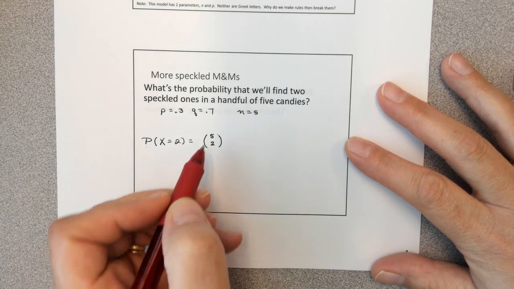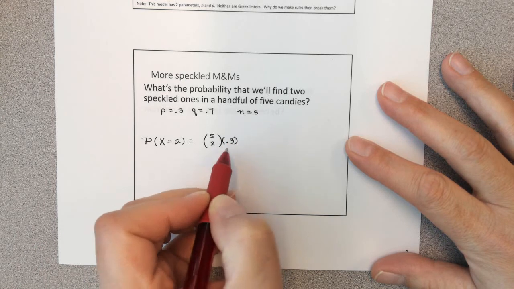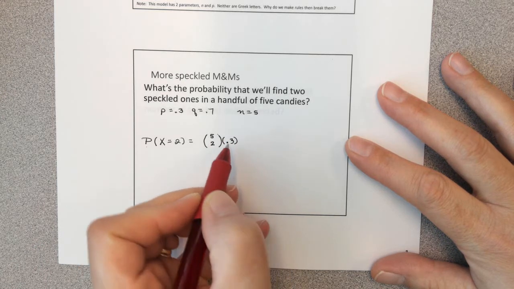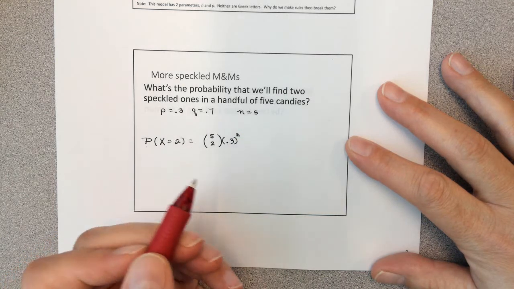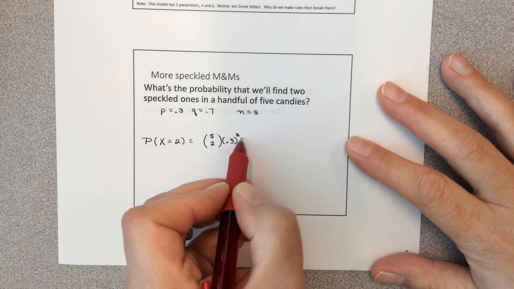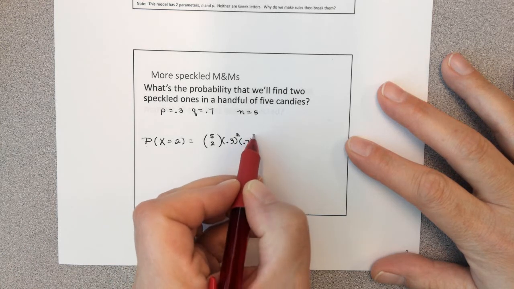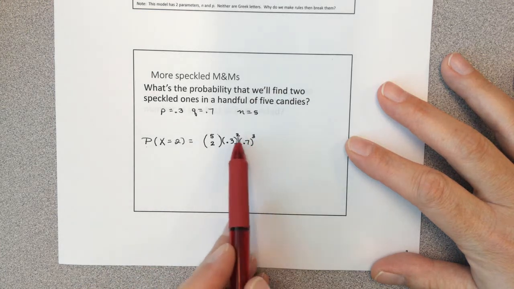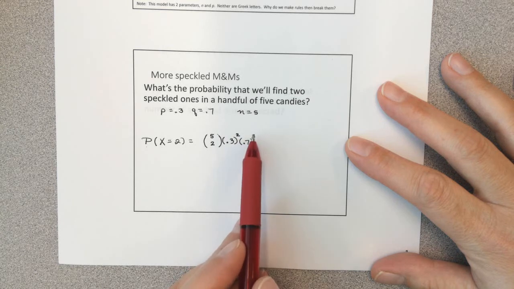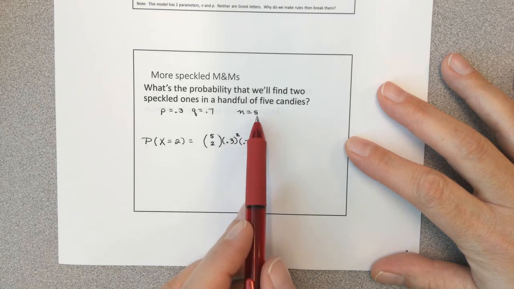Then we're going to multiply by the probabilities. The probability of speckled is 0.3, and we'll have 2 of those, so 0.3 times 0.3, that's 0.3 squared. And then there will be 3 non-speckled ones, so 0.7 times 0.7 times 0.7, that's 0.7 to the third. These powers are always going to add up to your n. So 2 successes and 3 failures adds up to 5 total trials.